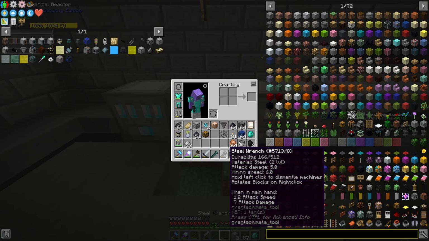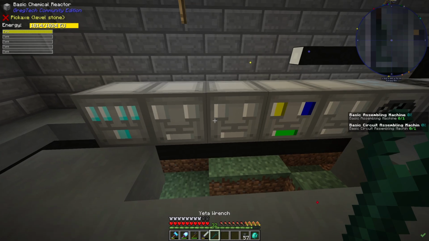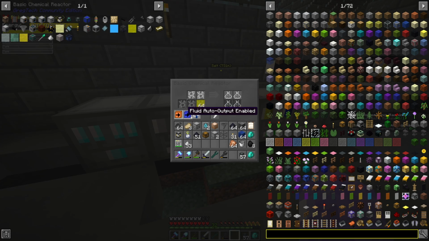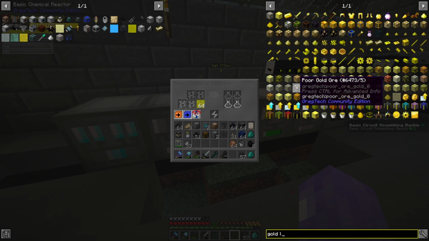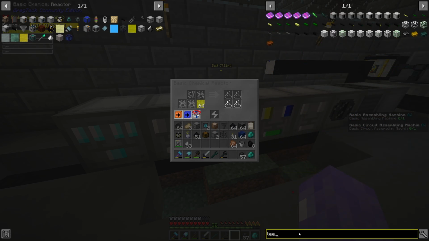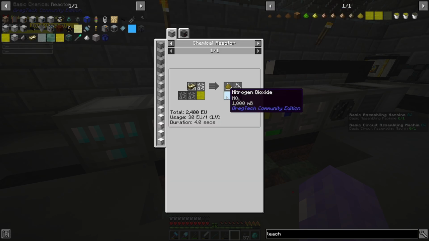Let's put the chemical reactor in. Okay, so now let's see here. This should auto fluid output to the left. Oh, wrong wrench. Okay, so this should take the gold leach and put the... I don't know what loops from that. Let's see. Gold leach. Never shows up for me for some reason. Brushed gold. Where's this leach at? Am I spelling it wrong? L-E-A-C-H. Okay.